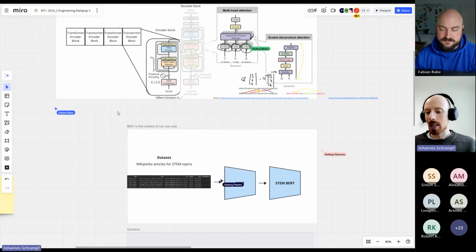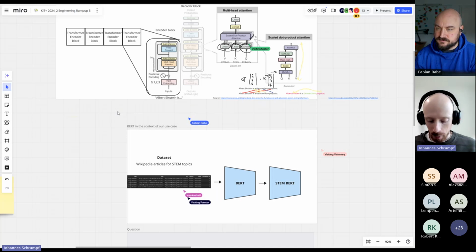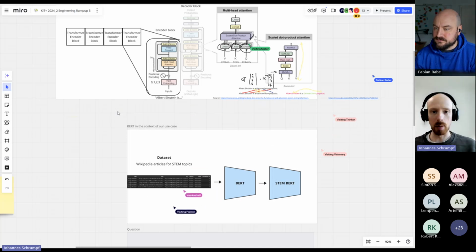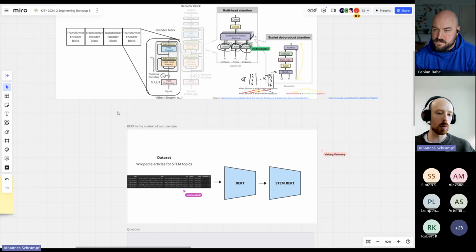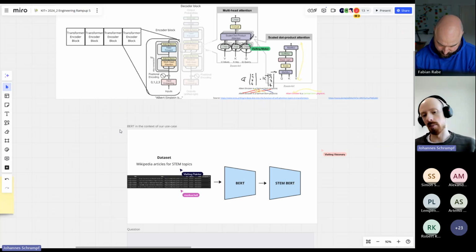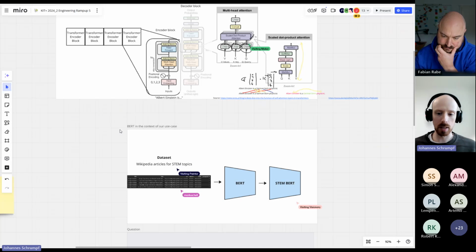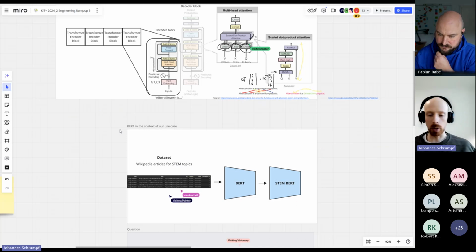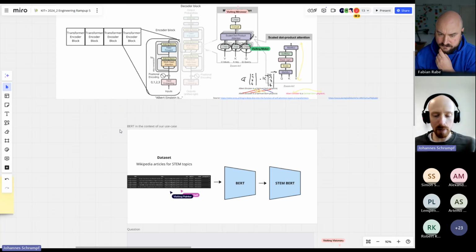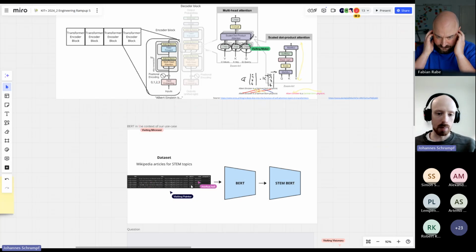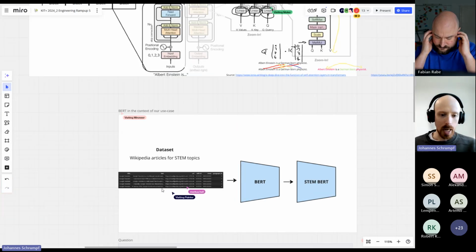All right, coming back to what we want to do with BERT. We have looked at BERT, what it is. It's this transformer encoder network, right? And we now want to change BERT from being a network that has been trained on a wide variety of topics to a network that is very proficient in the STEM field. And this slide is just a reminder for this.